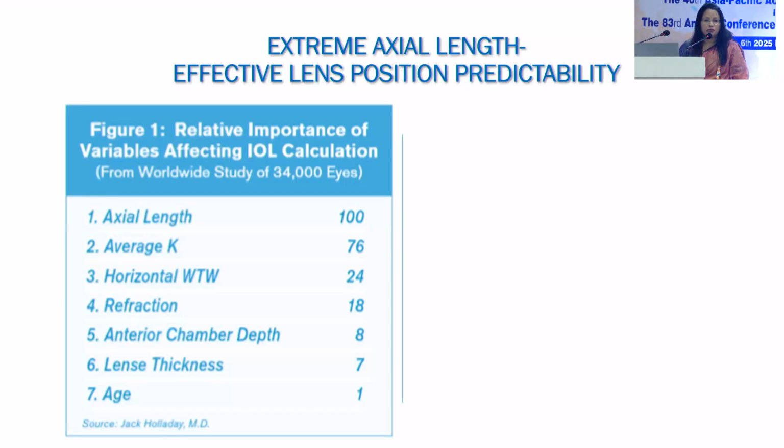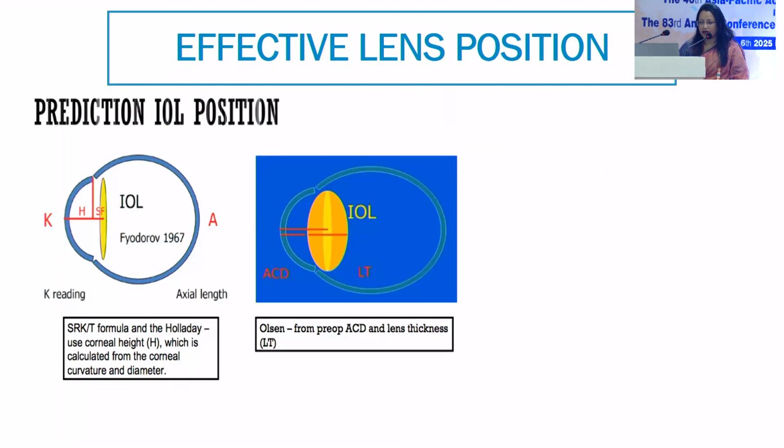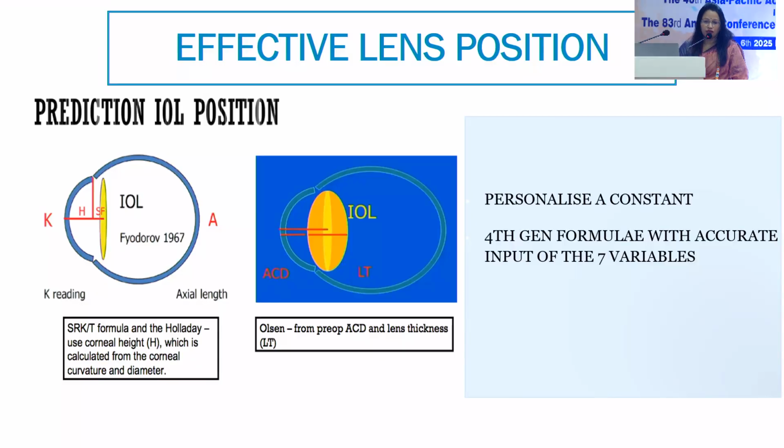So effective lens position predictability can be calculated by various parameters like axial length, keratometry, horizontal white to white, postoperative refraction, anterior chamber depth, lens thickness, and of course the age. So what is the predictive IOL position? It is the distance between the posterior part of the cornea and the anterior surface of the IOL. It might vary in different subsets of patients, and also in patients in which the IOL is not implanted inside the bag. So we need to have a personalized A constant, as Dr. Vinita has just now emphasized. We need to have 4th generation formulas, which are more accurate because there are 7 input variables involved in these formulas.